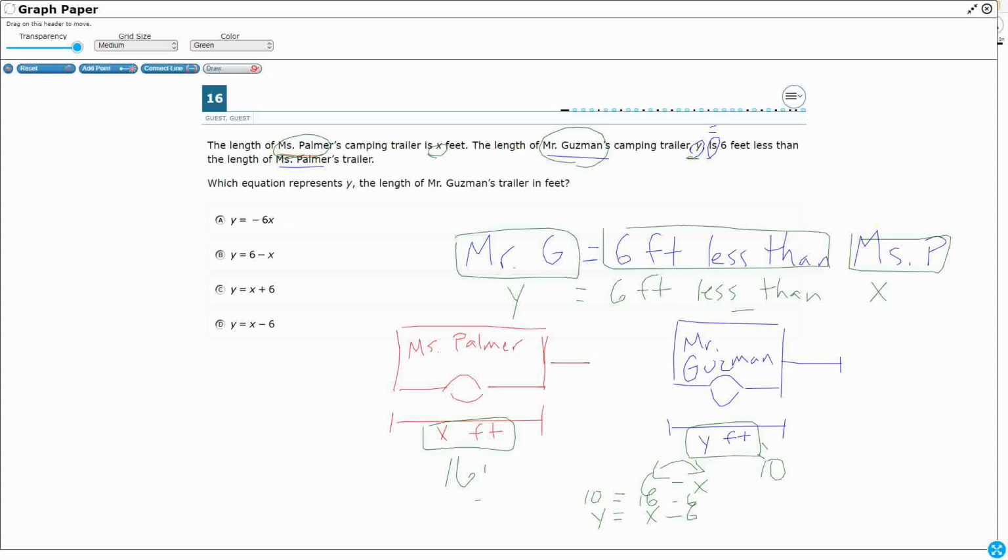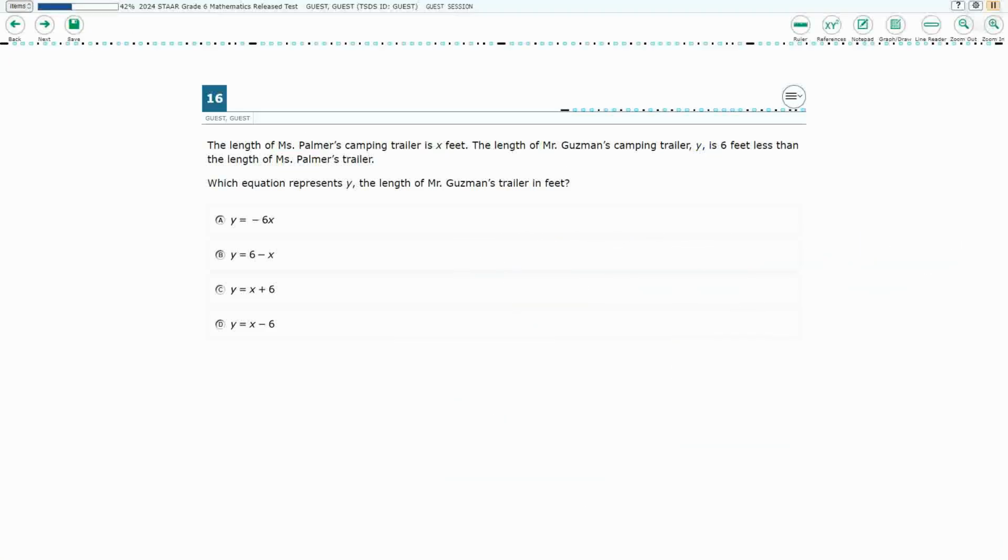So we need to take this less than, if it's less than something, we need to have this x lead first, and then minus 6. So we see our answer there is going to be D.